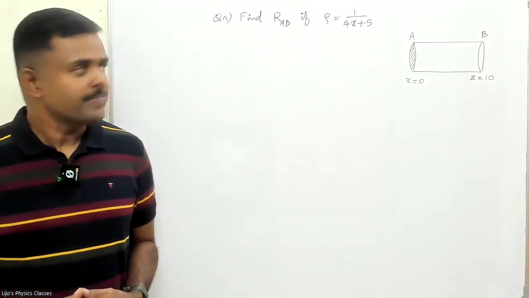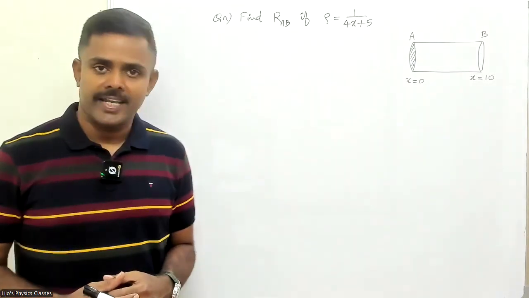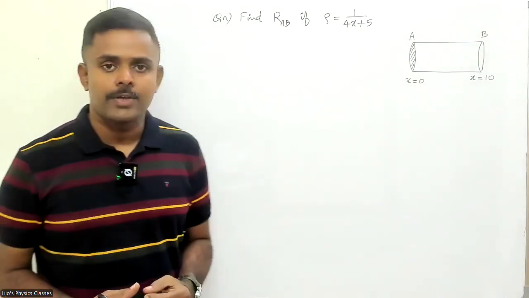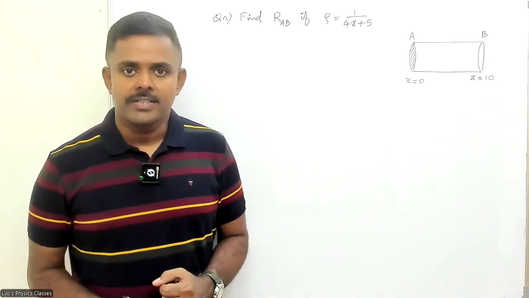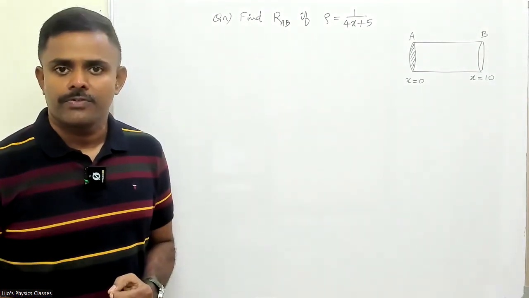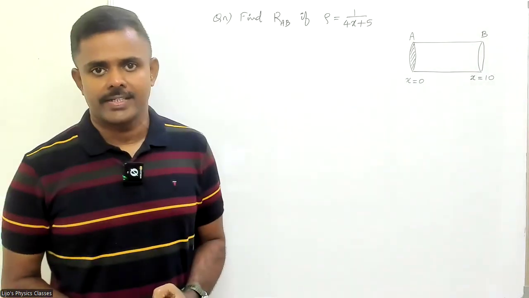Have a look at this question. Find resistance between A and B if resistivity is equal to 1 by 4x plus 5. For solving this question, we have to take the basic equation for finding resistance of a conductor.